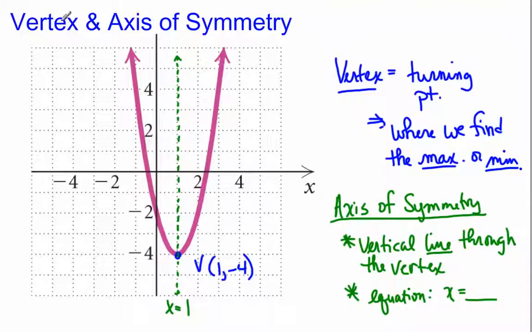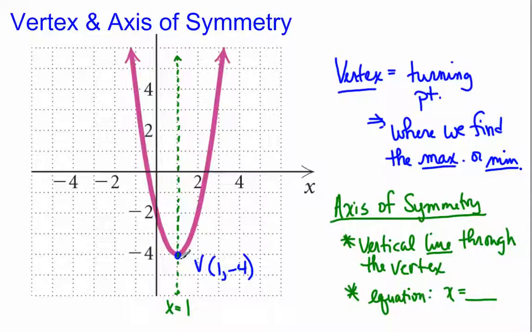The vertex is really helpful in graphing it, and it's also usually very important in application problems. The axis of symmetry is really important when we're graphing it and making sure that it looks good. The vertex is simply the turning point. So in this one, it's this lowest spot down here, the point (1, -4). The vertex is an ordered pair. It's a point on the graph.